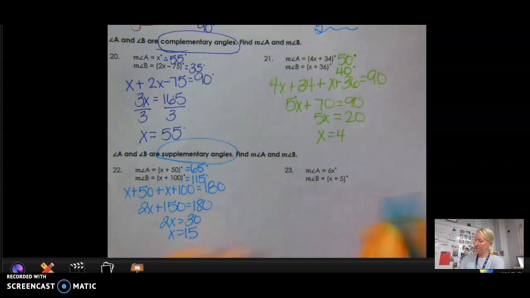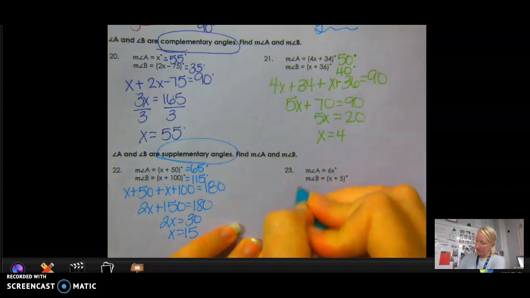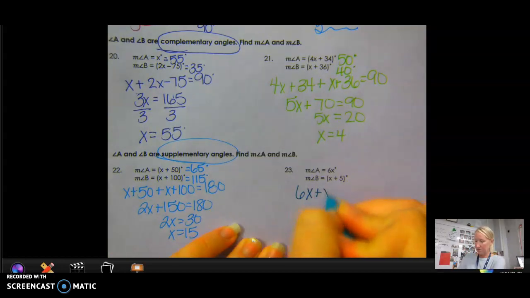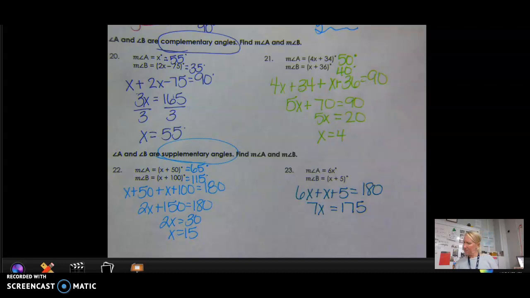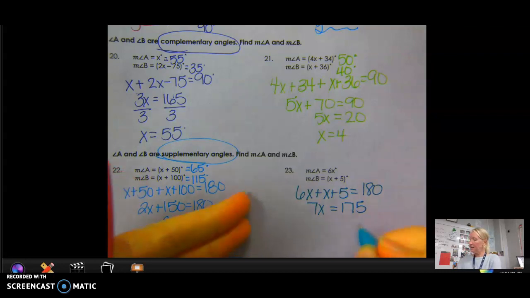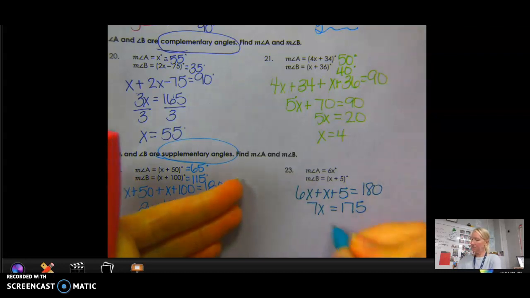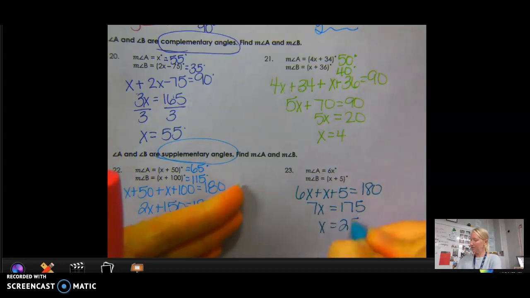Number 23. Supplementary, so 180 degrees, so 6x plus x plus 5 equals 180. That's 7x's. We can go ahead and move the 5 over. 7x equals 175. Divide by 7, divide by 7. Did I do that correct? Yeah. 180 divided by 7 is a really crappy decimal. So what we're going to do, it's like 25.7 if I was going to round.